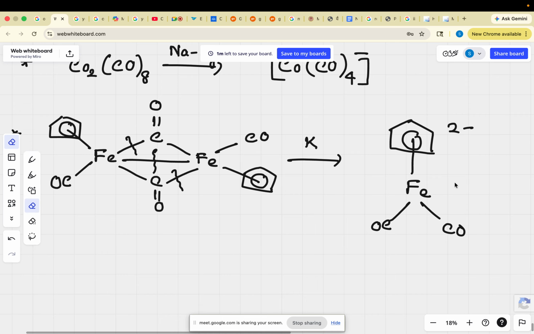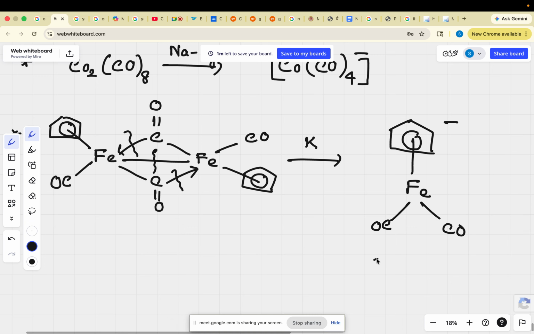Sorry, not two negative, because this CO is your bridging ligand, so you will get only one negative charge because only one sigma bond is there. This bond is not a covalent bond, this is the bridging ligand. CO is donating two electrons directly to this iron center, and this CO is donating electrons to this iron center. So if you break this bond, you have one iron center, cyclopentadienyl, two CO groups, and you are breaking one sigma bond, so you will get one negative charge.